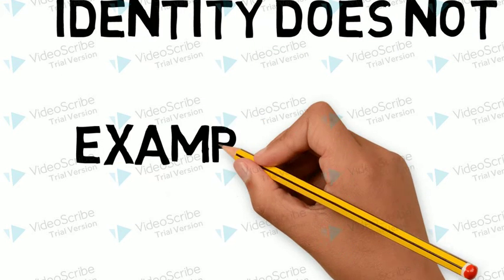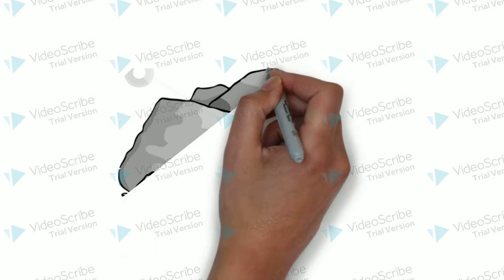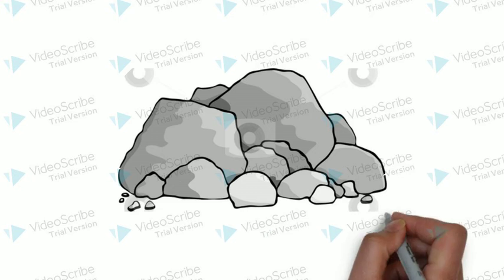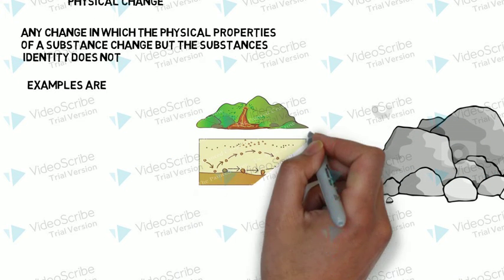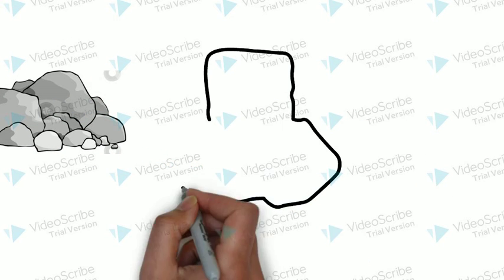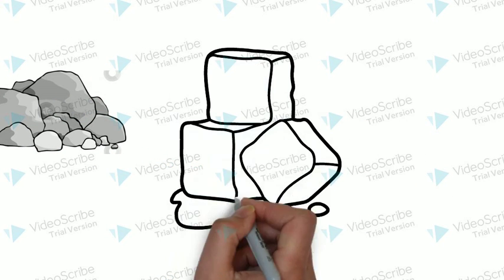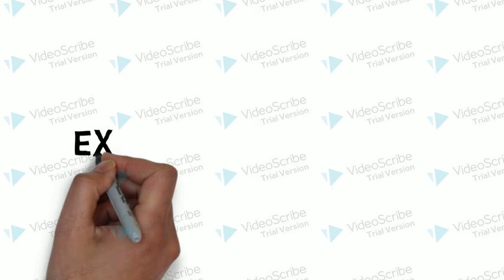Now, we will discuss some examples. We will start with weathering of rocks or breaking down of large rocks into smaller rocks. And these smaller rocks will break down again into smaller and smaller rocks and erosion of these smaller rocks to form sand. The second example is freezing of water into ice.